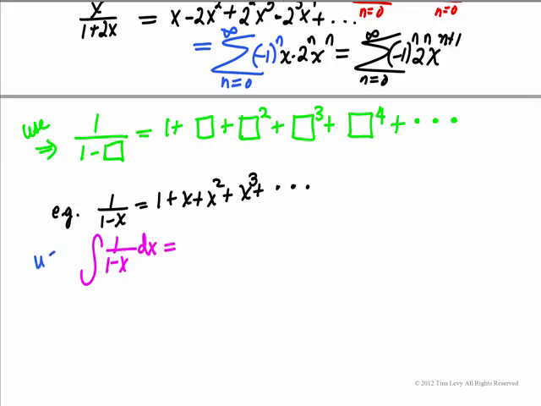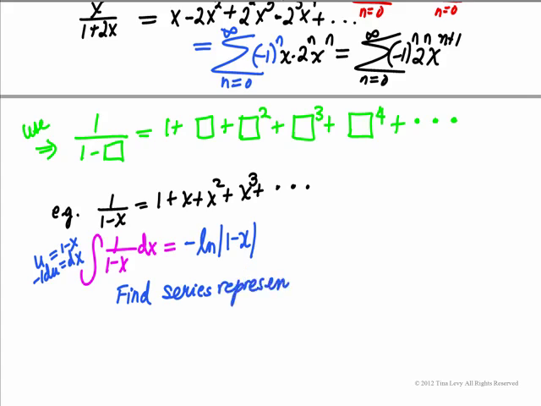u is 1 minus x, so negative 1 du is dx. So this becomes negative the log of 1 minus x. I want you to find the power series representation for the function f of x equals the log of 1 minus x.